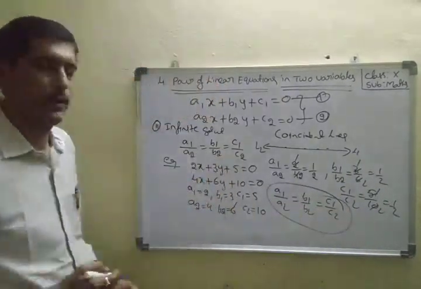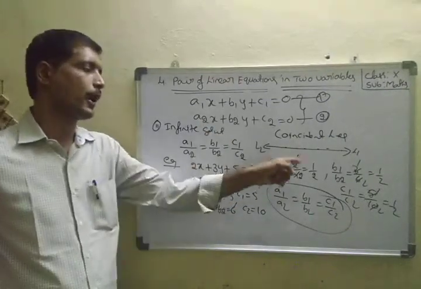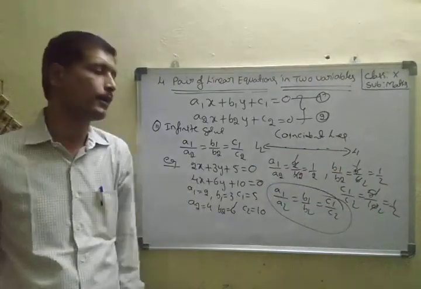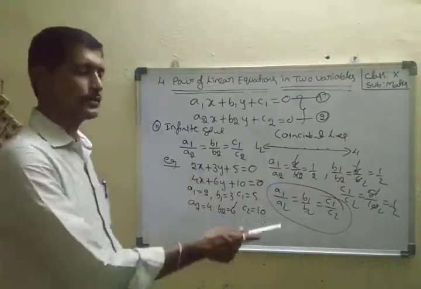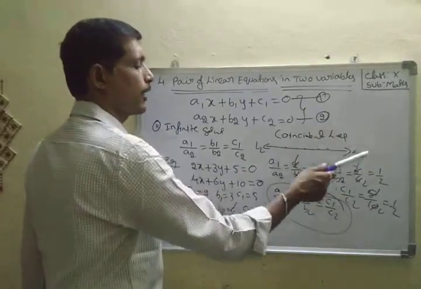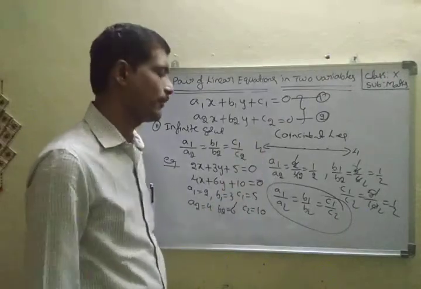Therefore here this condition means infinite solutions. Without cancellation, 2 by 4 is not equal; here 3 by 6, that is 5 by 10. Therefore compulsorily cancel any cancellation. Next, that is 1 by 2, here also 1 by 2, here also 1 by 2. Therefore a1 by a2 equal to b1 by b2 equal to c1 by c2.